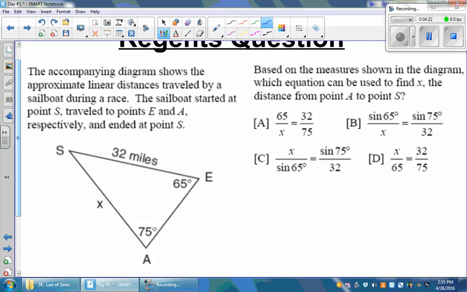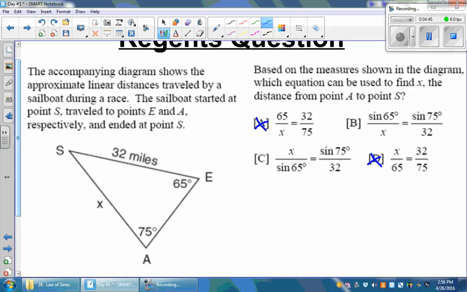Based on the measures shown in the diagram, which equation can be used to find x, the distance from point A to point S? Now, it's multiple choice, so I would suggest a little process of elimination. Right off the bat, I know that it's not going to be choice A and it's not going to be choice D. The only way this information could possibly help me to find the length of the side is if I have one of my trig functions. And I don't see any trig functions in those choices.